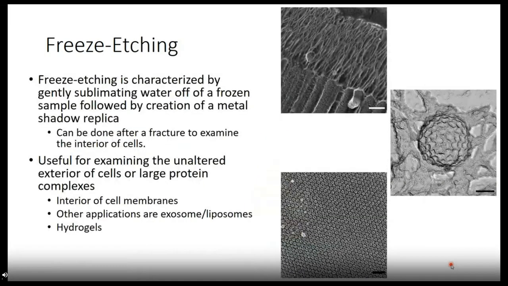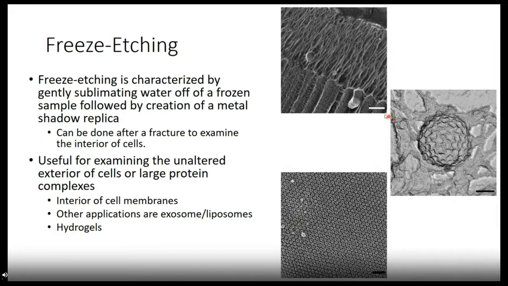Let's go on to freeze etching. Freeze etching is a similar technique to freeze fracture, but it's mostly used to look at things outside the membrane or maybe attached to the membrane, but not within the leaflet itself. Freeze etching is characterized by sublimating water off a frozen sample and then creating a replica of that surface. It often still includes fracture to make sure that we've cut into the tissue or the cells to the correct depth. But the technique is really characterized by looking at these external structures.